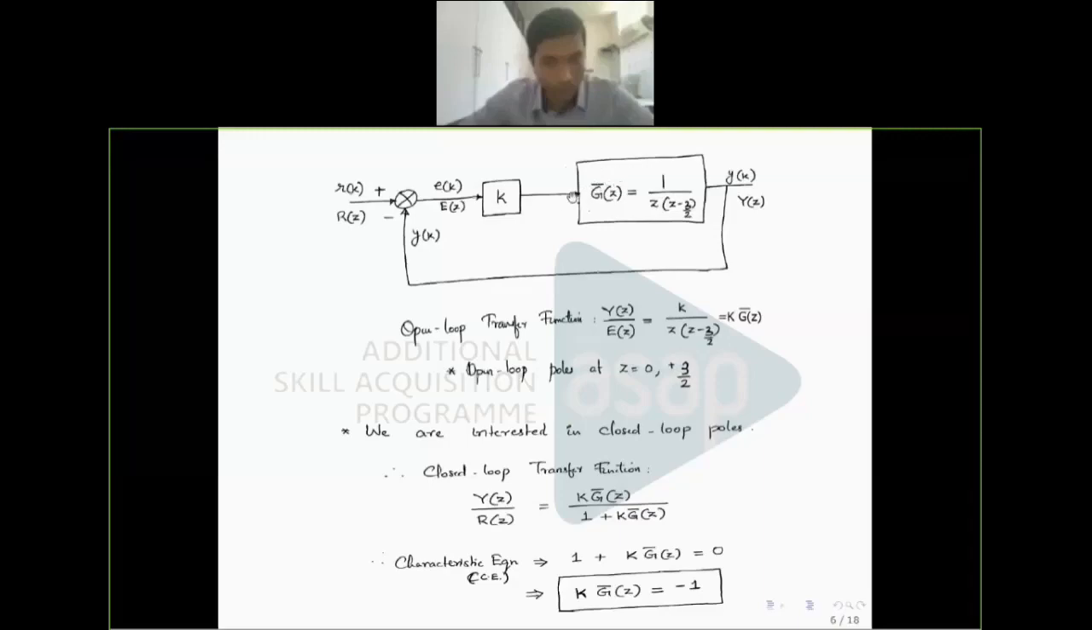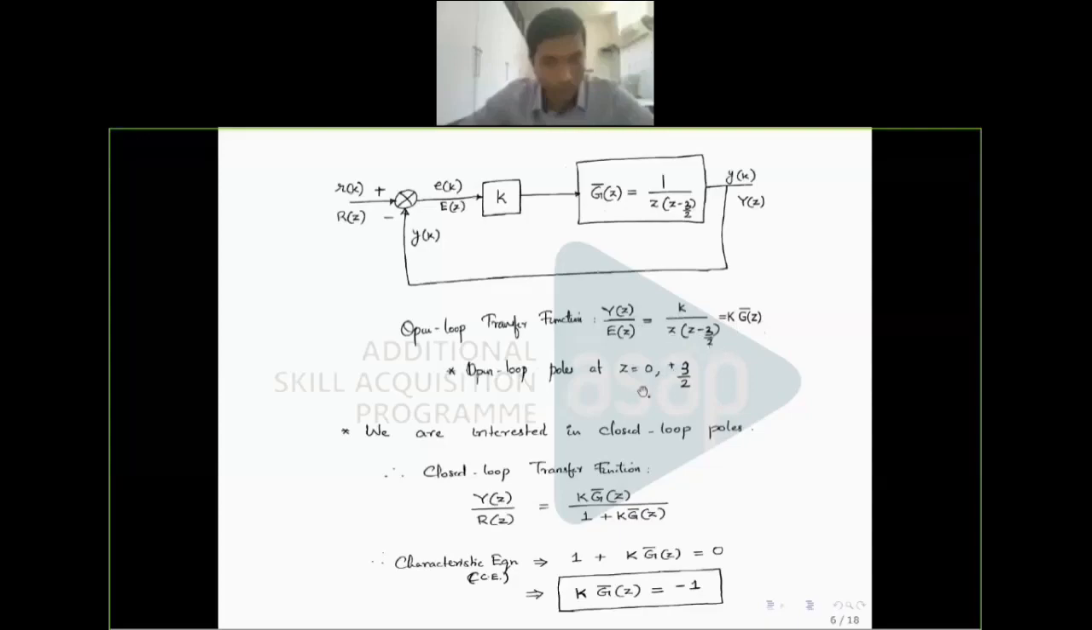Now we'll see what is the open loop transfer function, or what is the open loop transfer gain. The open loop transfer function is basically the transfer function of the open loop structure without the feedback. So the open loop transfer function is Y of Z by E of Z, which is basically the multiplication of these two, the controller gain K and G bar Z. So G bar Z is what? G bar Z is G of Z times the structure of controller. Okay. So the open loop transfer function is K into G bar Z, which is nothing but K by Z into Z minus 3 by 2.